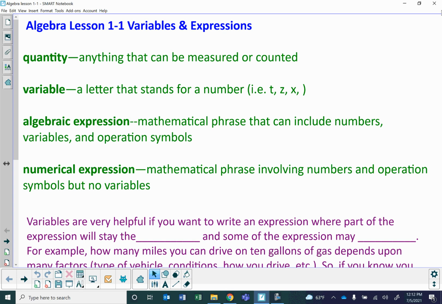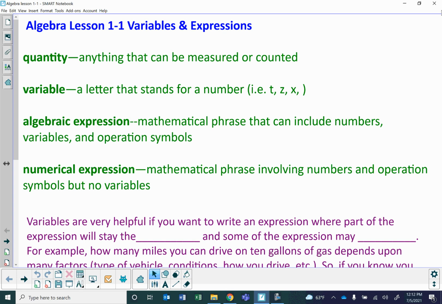A quantity. A quantity is anything that can be measured or counted. It's like a number, like 6. You can have 6 bikes, you can have 12 cars, you could be $4 in debt. So a quantity is anything that you can measure or you can count. A variable is a letter that stands for a number.